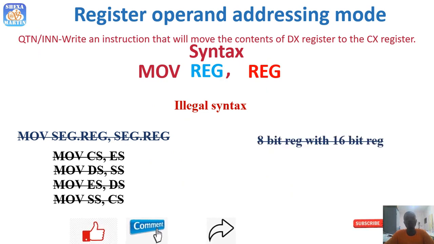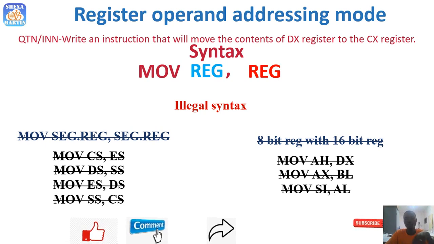The other thing is you cannot move from 8-bit to 16-bit or 16-bit to 8-bit, or anything which is not of the same size. You cannot say 16-bit is bigger, so I can move 8-bit into 16-bit. You cannot do that. You also cannot say 16-bit must be compressed into 8-bit. Somebody can wear a t-shirt of somebody who is bigger than him, but in this context it doesn't apply. So these are the instructions that we don't want to see.